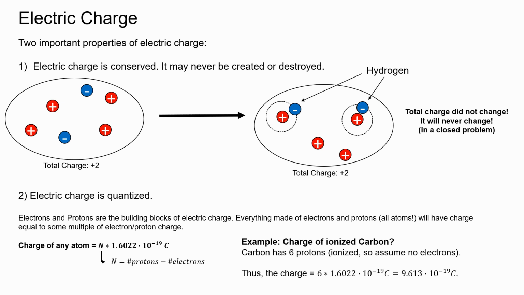So for example, what is the charge of an ionized carbon atom? So carbon has 6 protons. When it is fully ionized, it has no electrons, and thus the charge is equal to 6 times the proton charge, 1.6 times 10 to the negative 19 coulombs, and that gives a total charge of 9.6 times 10 to the negative 19 coulombs.